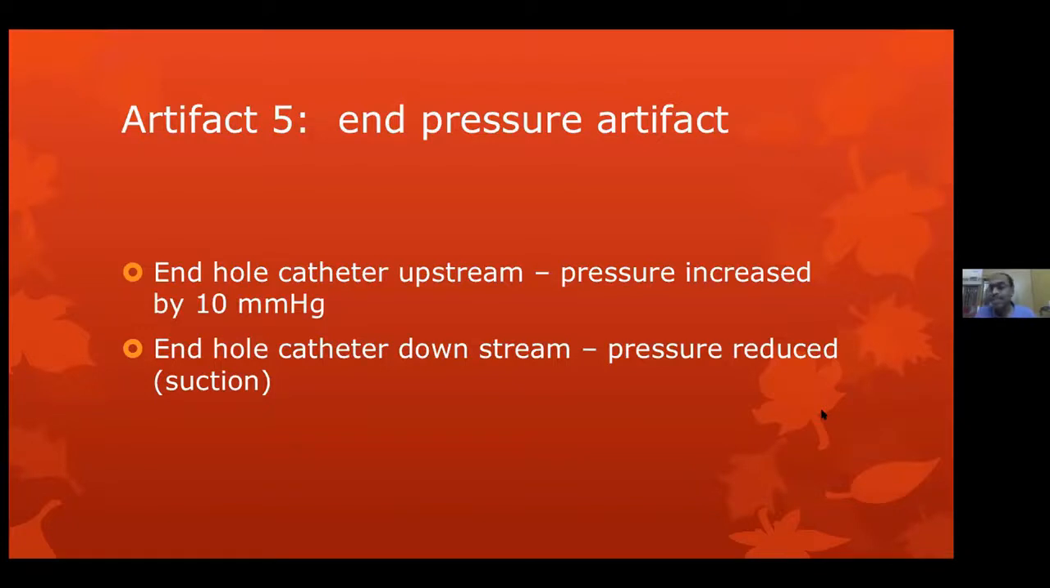Should we use a pigtail instead of an end hole to avoid end pressure? Obviously. The end pressure artifact is avoided by using a pigtail catheter. But quite often, let us assume in pulmonary stenosis, you take the right ventricular pressure, you push the catheter into the pulmonary artery, and you record the pulmonary artery pressure. We are recording downstream, so you will record a much lower pressure than what is actually there in the pulmonary artery. So this is big.